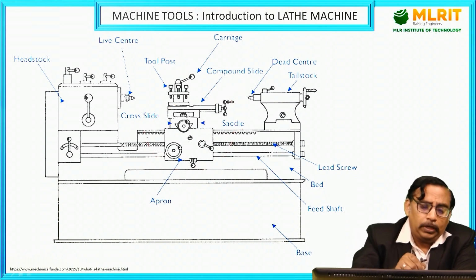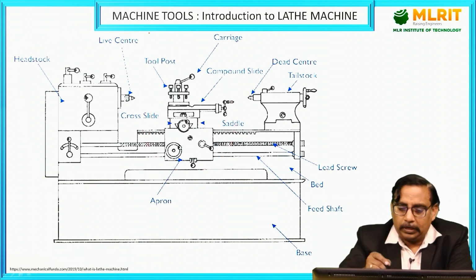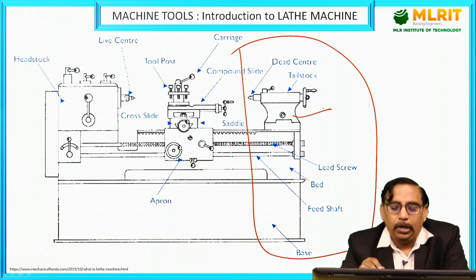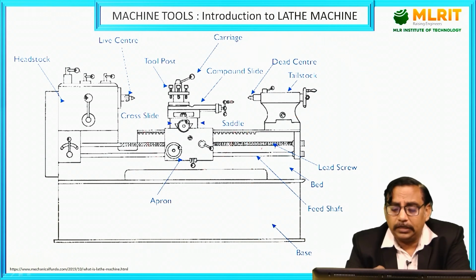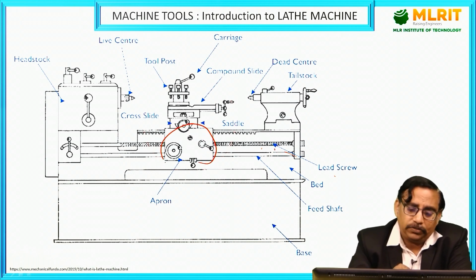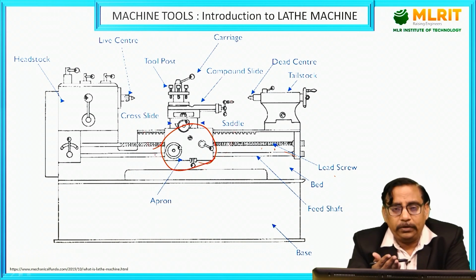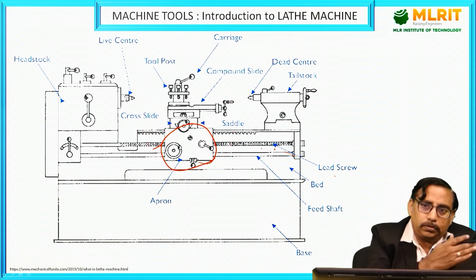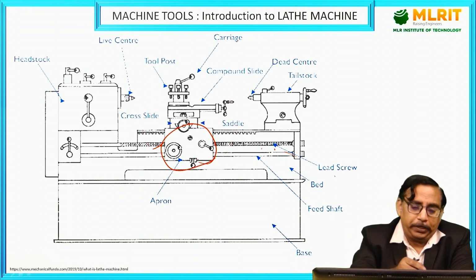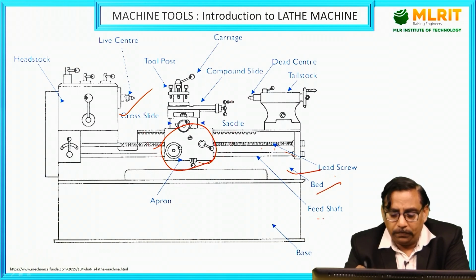Coming to the headstock, the headstock is also called the live center, as we said, right? Then on the operator's right side, there will be the dead center. It is also called the tailstock, and this is called the lead screw. Using the half nut mechanism, this whole carriage will be connected to the lead screw such that we can gain automatic movement for the apron, so that it moves towards the headstock as well as towards the tailstock depending upon the rotation of the spindle, right?